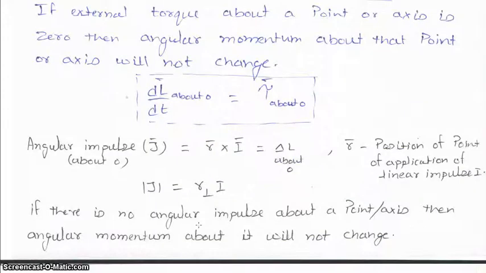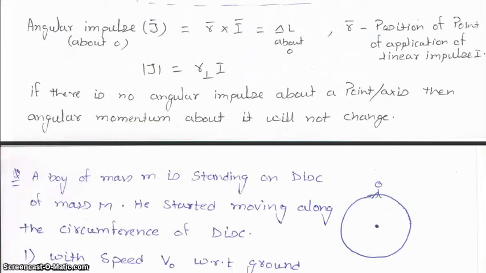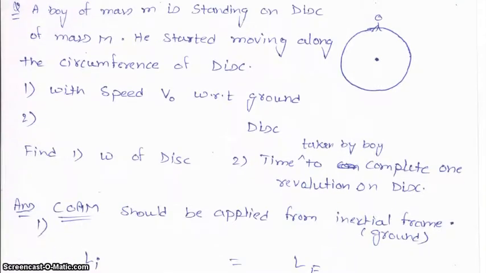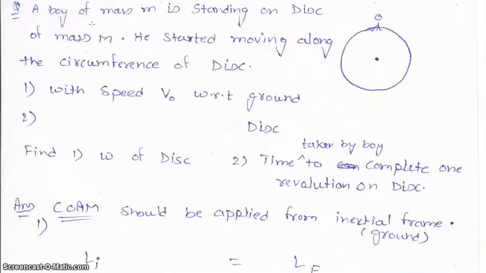If there is no angular impulse about a point, then the angular momentum about that point will not change. We use this statement mostly in questions of collisions where impulses are acting. If we take angular impulse about the point of application of impulse, it will be 0. So in most cases we apply conservation of angular momentum about the point of application of impulses.